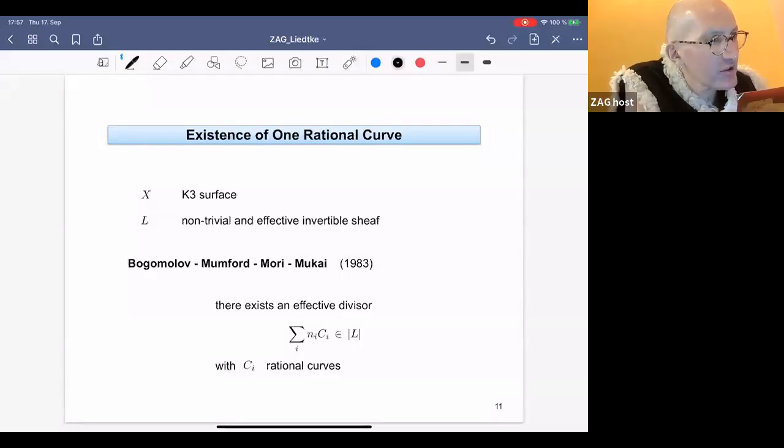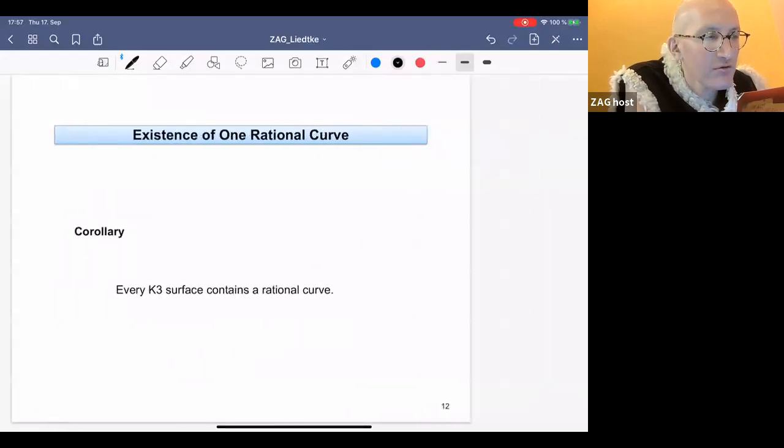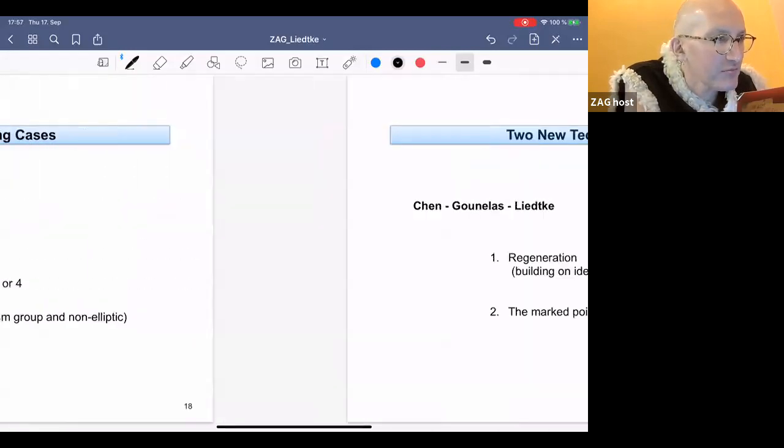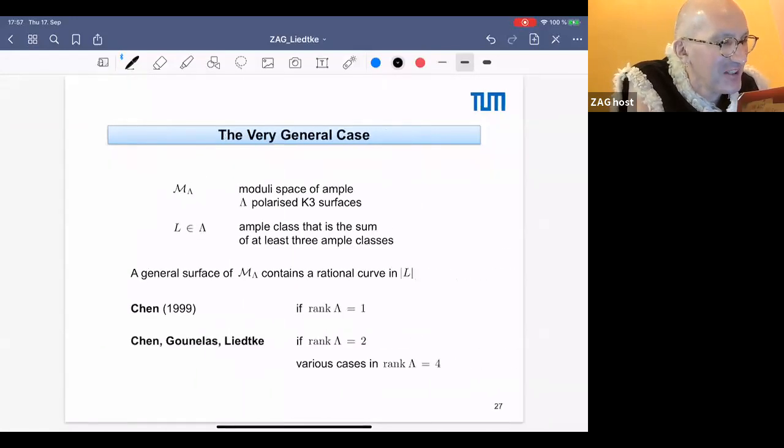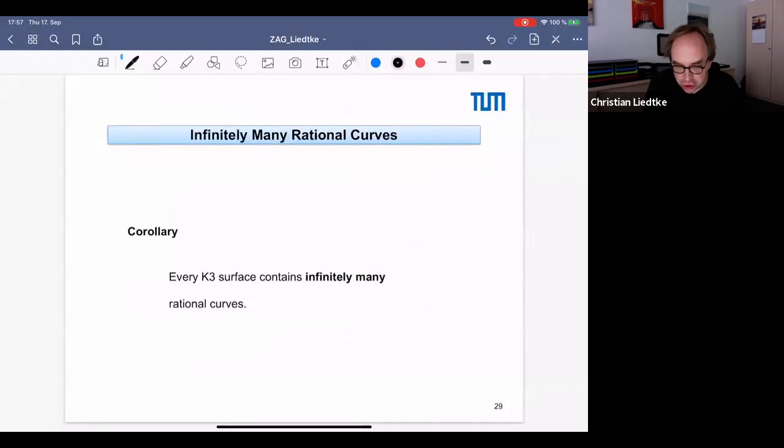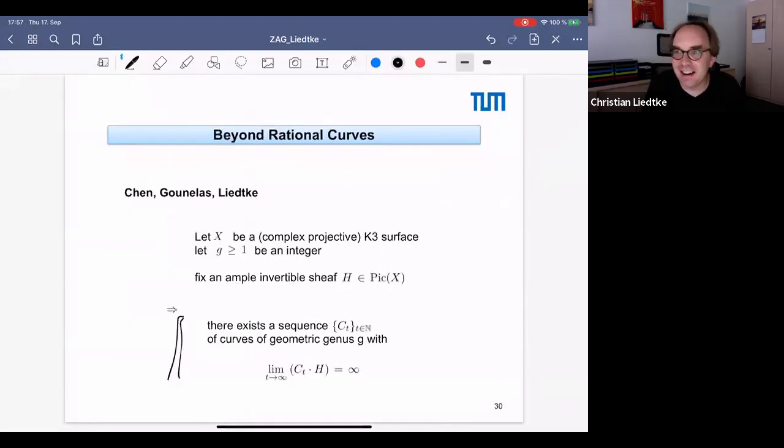Christian, I have a small question. You mentioned briefly curves of other genus. Is it true that if you have a given K3 surface, it contains curves of basically all genera? Yeah, I think this is true, but I think you have to ask Xi Chen and Franco Flamini for what they prove precisely.